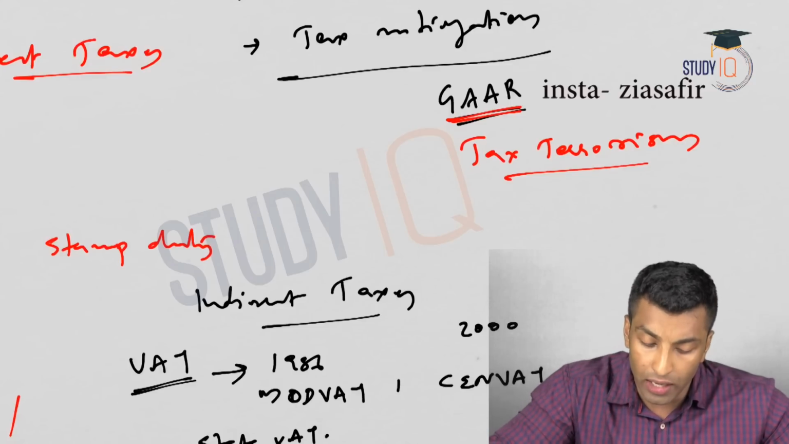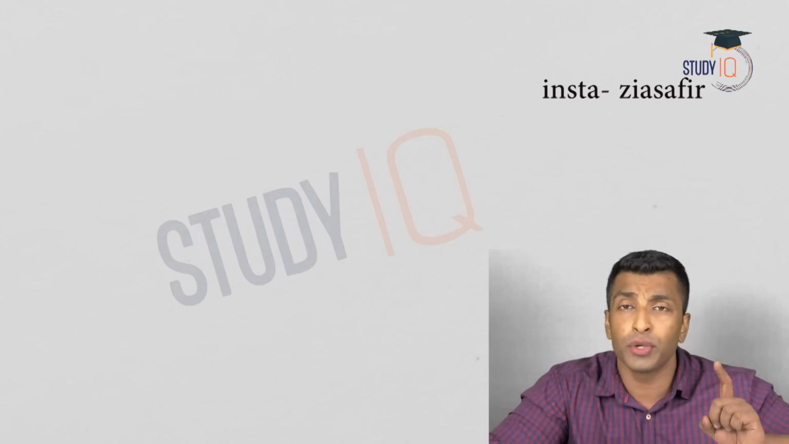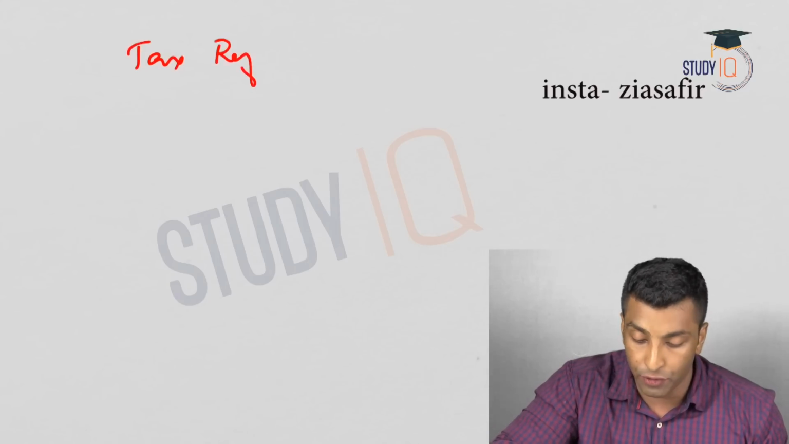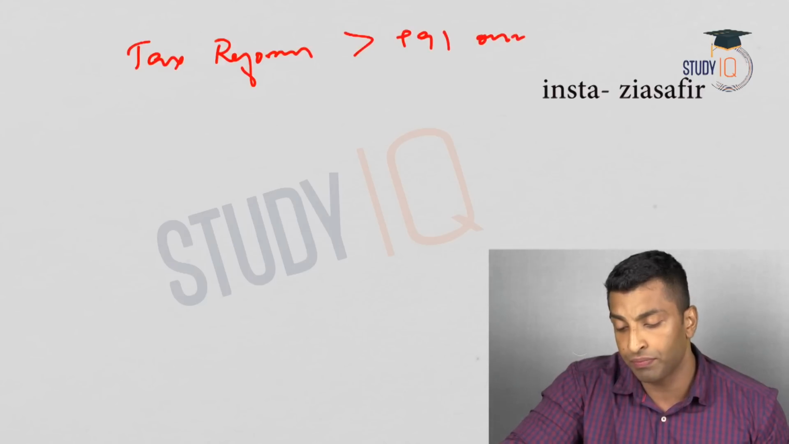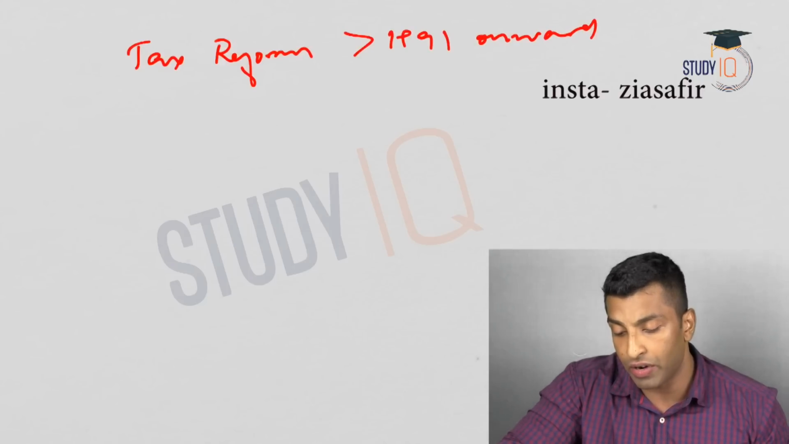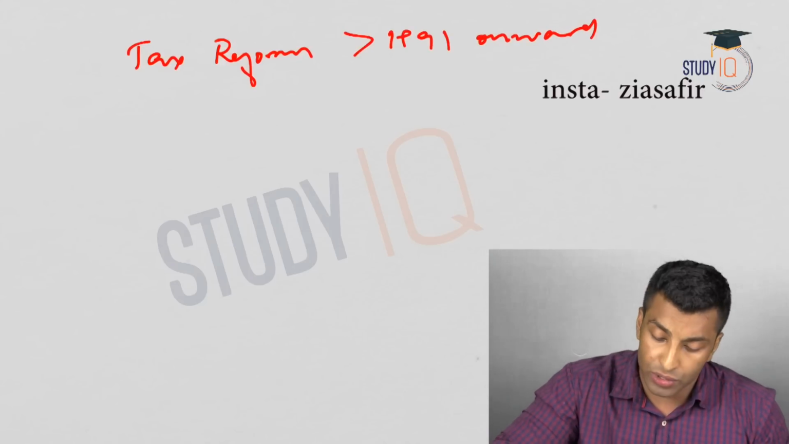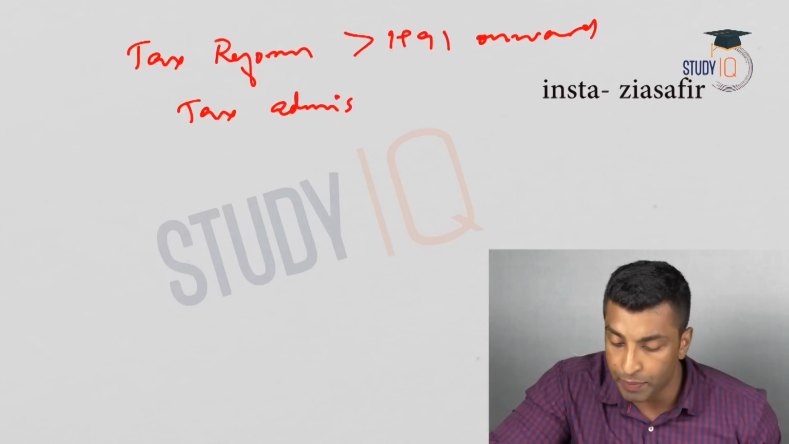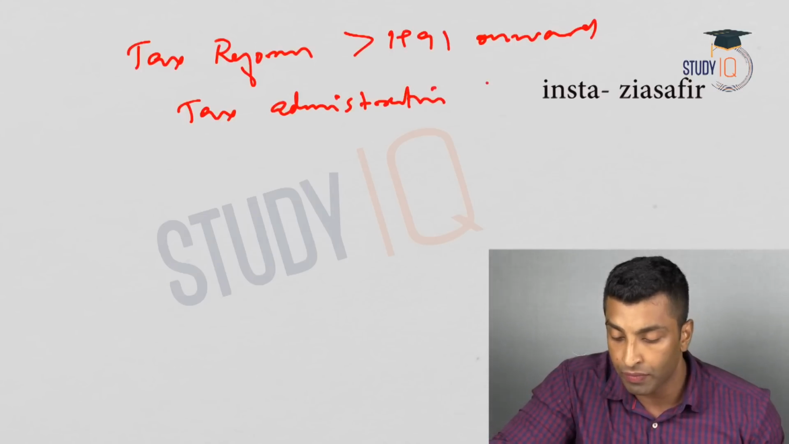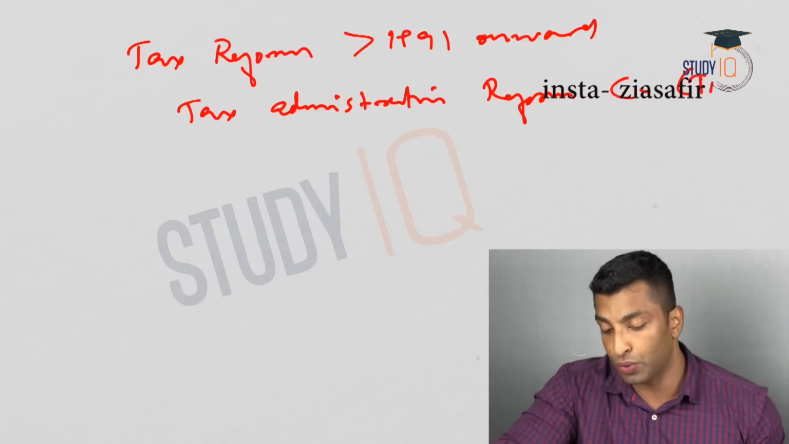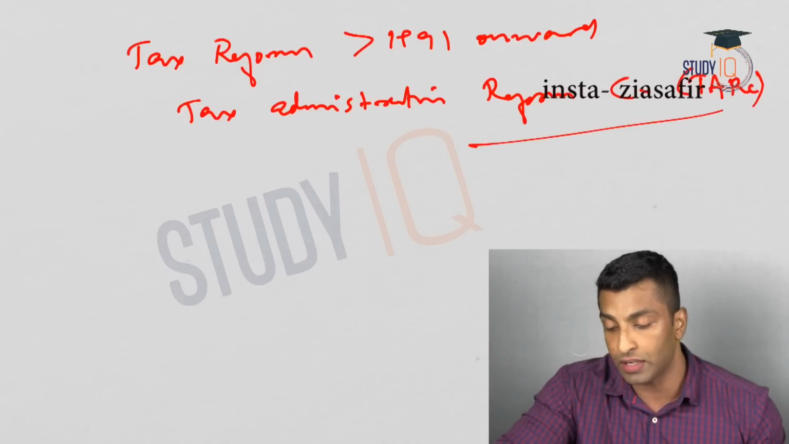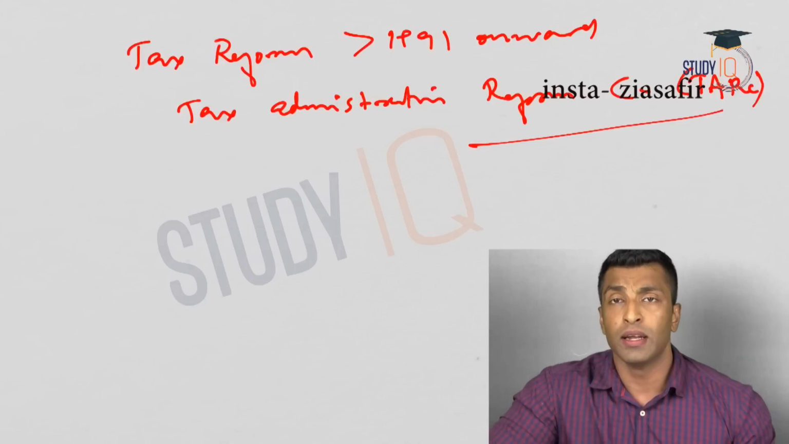And in this lecture, I'll be covering 2 topics. As you have seen in the thumbnail, we will be going for tax reforms post 1991 onwards, and then we will also cover the Tax Administrative Reform Commission. Okay, so TARC. So these are the 2 topics that we are going to cover today.